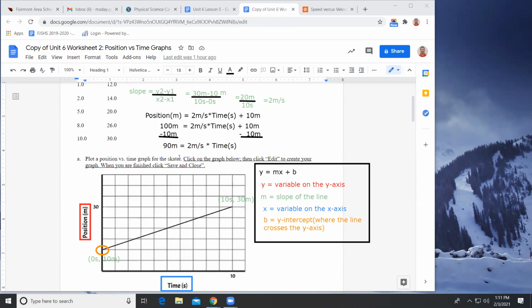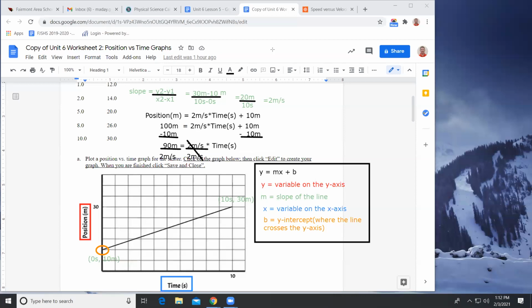And now, just like we saw up here, since we were adding 10 and subtracted, we're doing the opposite mathematical property. And here, since we're multiplying 2 meters per second times time, we're going to do the opposite of that. So we're going to divide both sides by 2 meters per second. So 2 meters per second divided by 2 meters per second cancels.